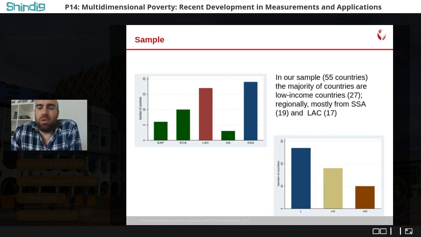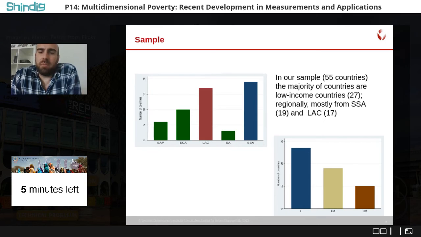In the next slide, just to give you an idea of the 55 countries in the sample for this paper, you can see in the left-hand side figure that the majority are countries from Sub-Saharan Africa, 19 of the 55, and Latin America and the Caribbean, 17 countries. The other countries are from Asia and Europe. On the other hand, in the figure on the bottom, you can see that, again, the majority of countries, 27 of the 55, are low-income countries, while the rest are lower middle income or upper middle income countries. So we have quite a good heterogeneous and big sample.